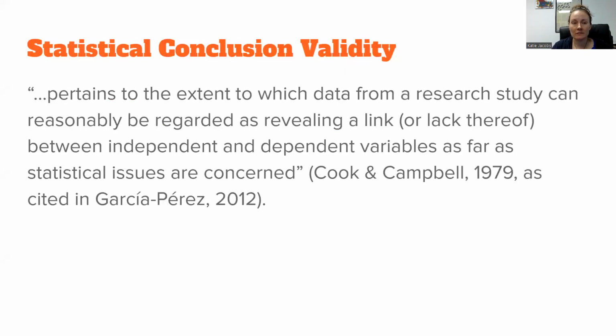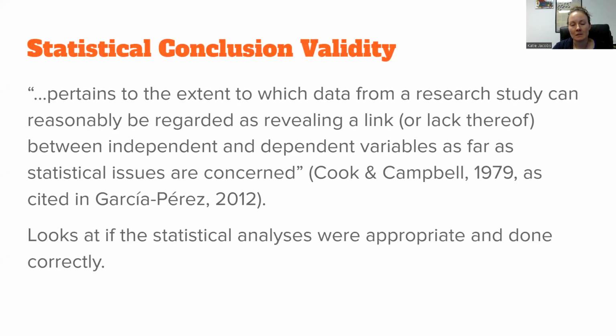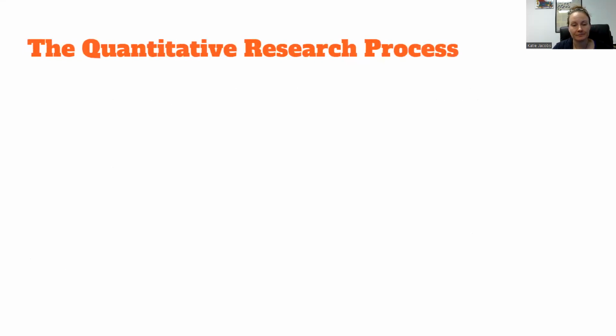So statistical conclusion validity pertains to the extent to which data from a research study can reasonably be regarded as revealing a link or lack thereof between independent and dependent variables as far as statistical issues are concerned. So basically, this type of validity says that your study should be regarded as really showing that result or not result based on some of the statistical issues that we're going to get ready to talk about. So again, it looks at whether statistical analyses were appropriate and also whether they were done correctly.